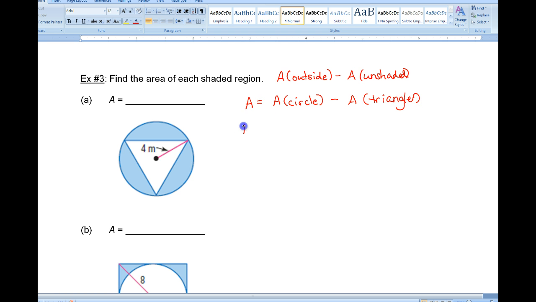Pi r squared, so it's going to be pi times 4 squared. Minus, now the area of the triangle is a bit more complicated. There are actually a number of different ways to find it. So 4 is not the height of that triangle. It's not the base of the triangle. It is just a segment.